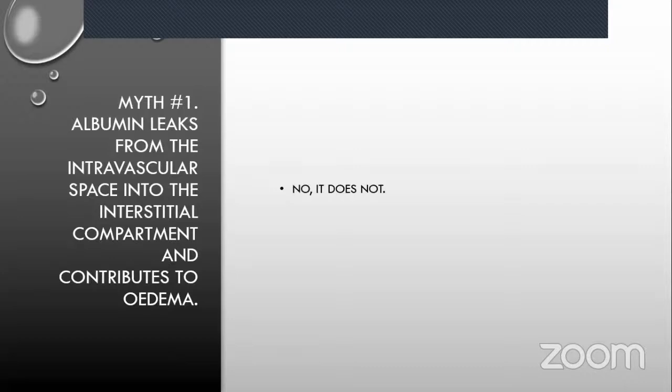The first myth: albumin leaks from the intravascular space into the interstitial compartment and contributes to edema. No, this does not happen. We have looked at the revised Starling principle. Albumin at the arteriolar end, and throughout, will be seeping through slowly and then reabsorbed into the lymph and then comes back, unless there's a very big issue with the endothelial glycocalyx causing massive leak.